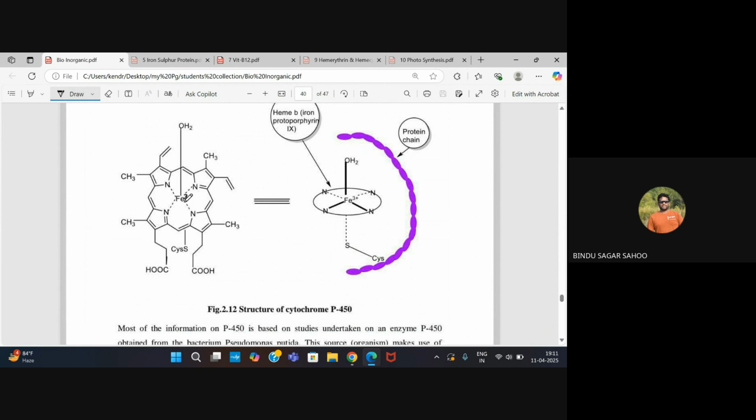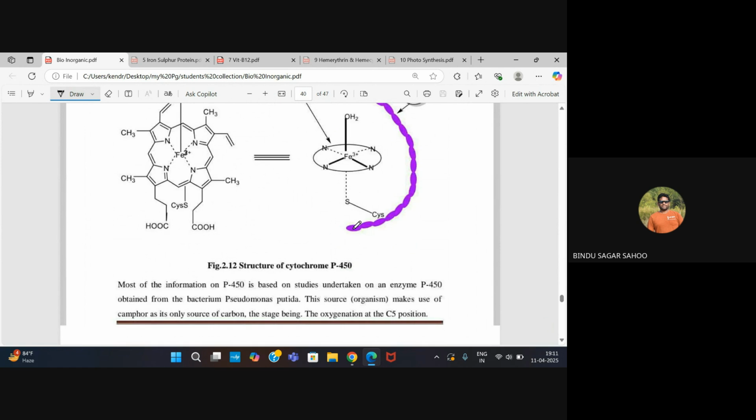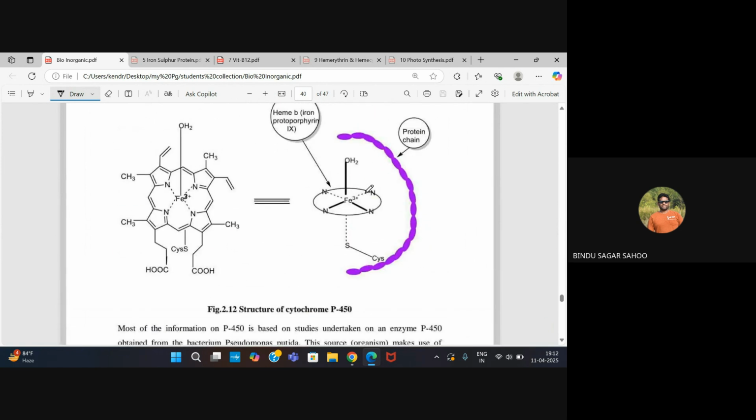And on the proximal side, on the fifth coordinate side, there will be a cysteine amino acid residue. And on the top of the plane, there will be a water molecule. Now I can say iron is forming an octahedral structure. The circular ring is called protoporphyrin or iron protoporphyrin, or I can say metalloprotoporphyrin. And particularly if the metal is iron, I can say iron protoporphyrin.